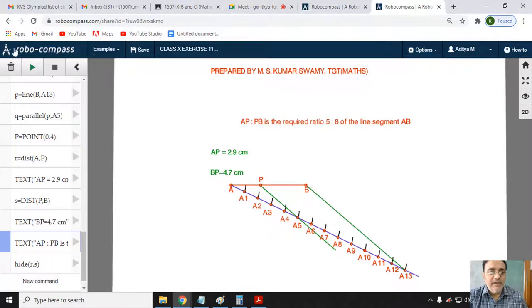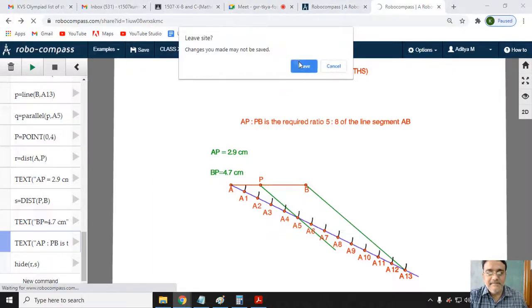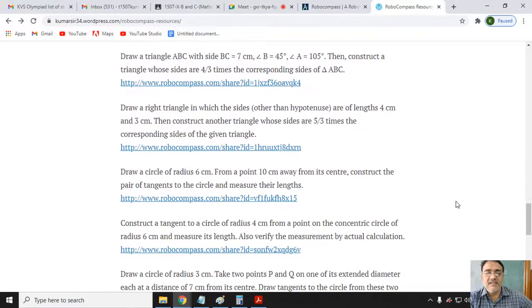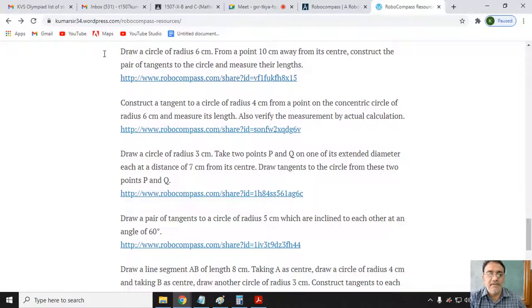So now we are moving toward the next one. The next questions are not from your syllabus, that has been deleted for this academic year. Now the second exercise will start with the first question. Draw a circle of radius 6 centimeter from a point 10 centimeter away from its center. Construct the pair of tangents to the circle and measure their length.